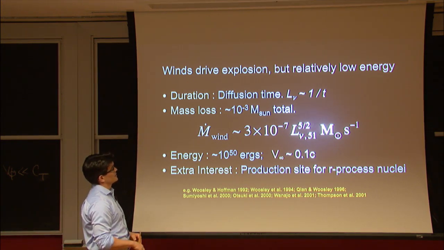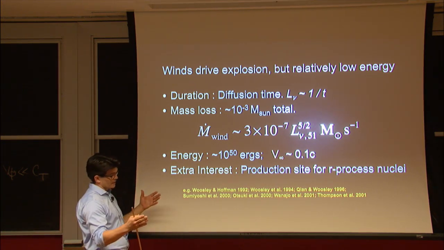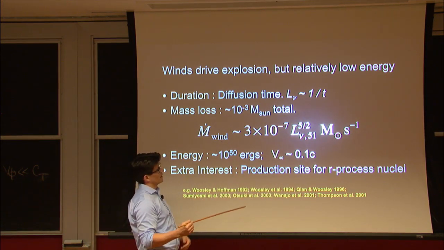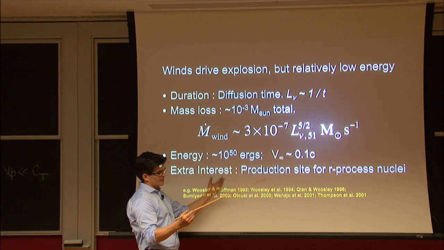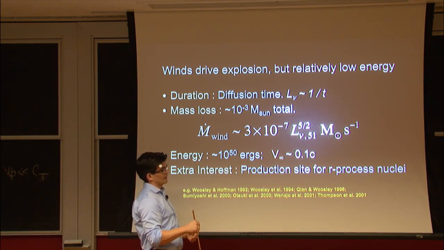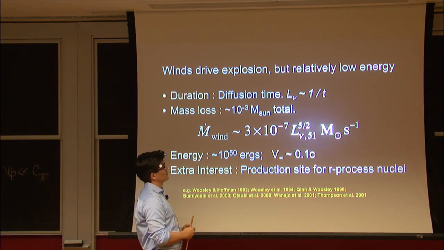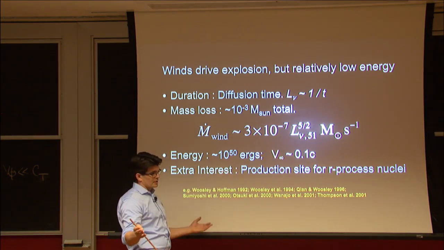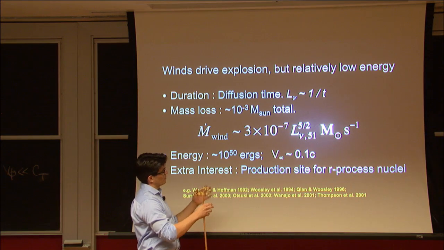And the reason is that the mass loss rate in this wind, as was done by Chin and Woosley, starts off at about 10 to the minus 4 or so solar masses per second. Seems big, but it doesn't last for very long, a second or two. And then it decays very rapidly. The neutrino luminosity is decreasing. We know that from 1987A. We know that from all the models.